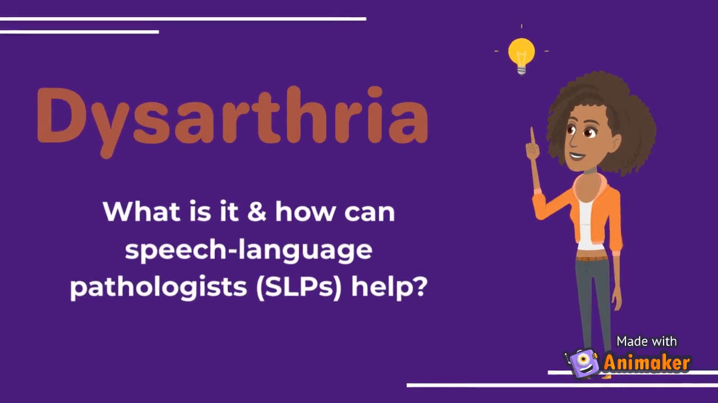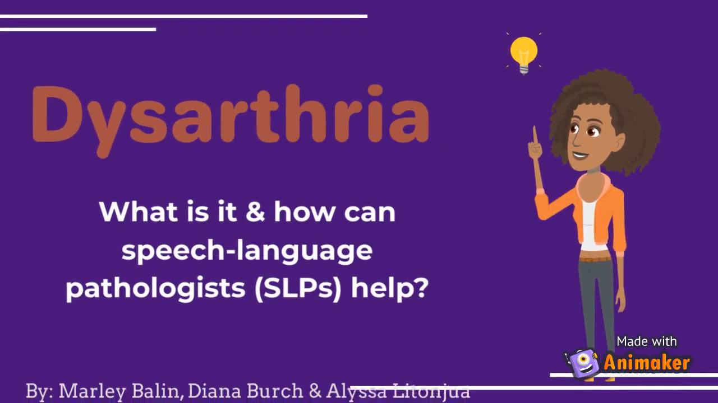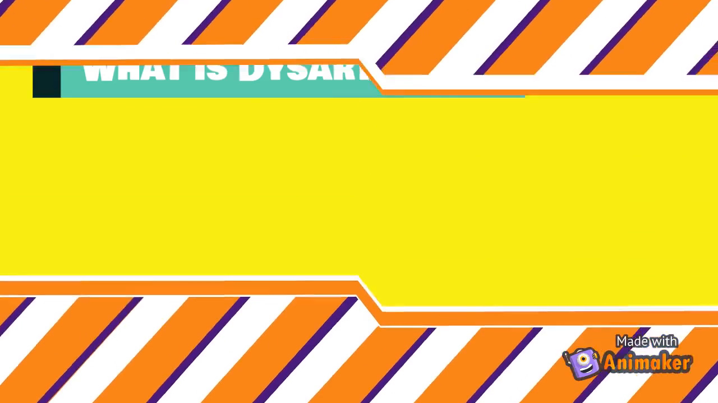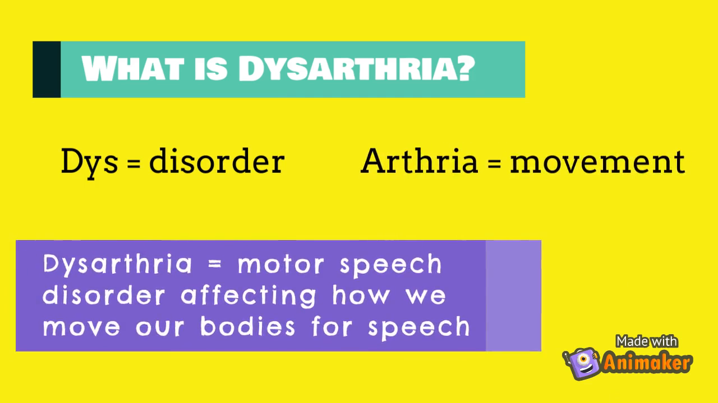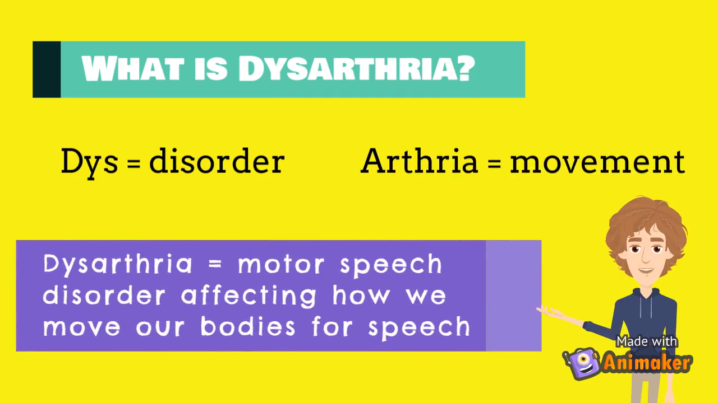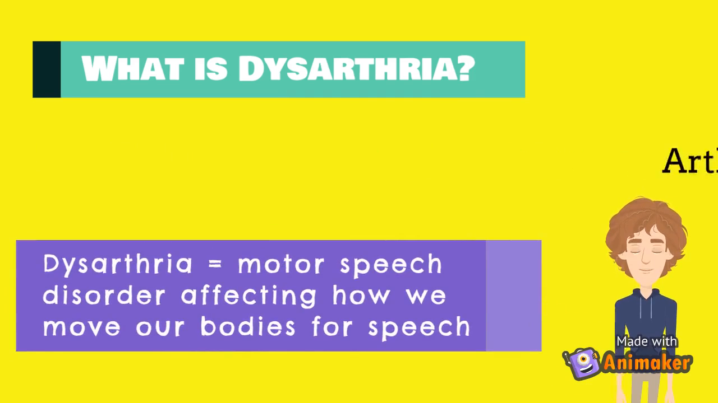Dysarthria. What is it, and how can SLPs help? Dys means disorder, and arthria means movement. Dysarthria is a motor speech disorder affecting how we move our bodies for speech.